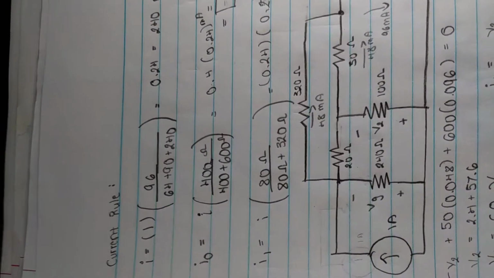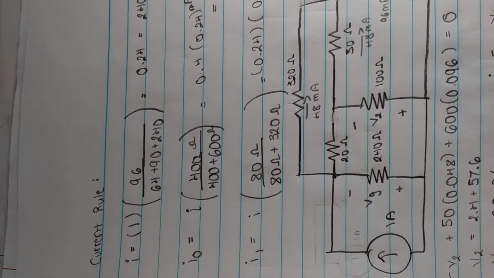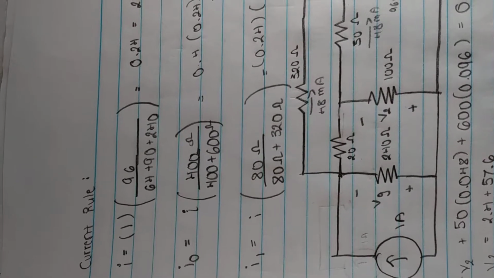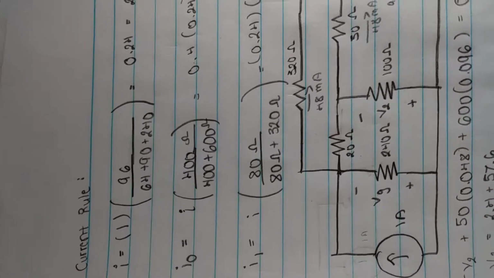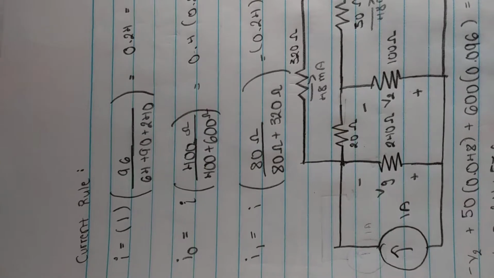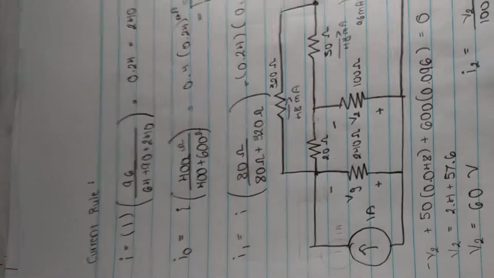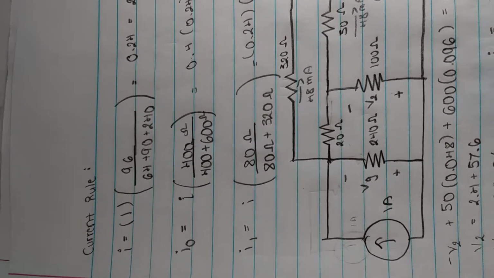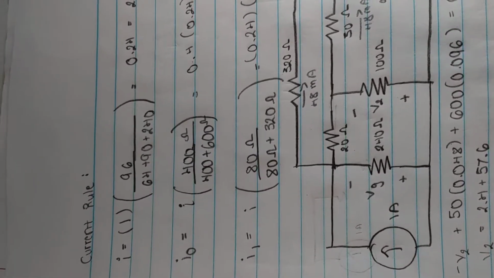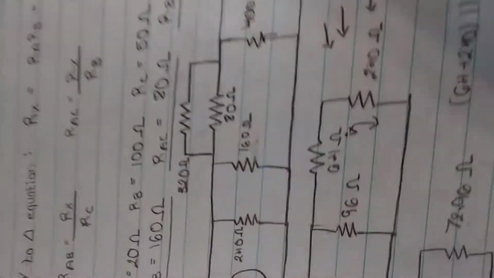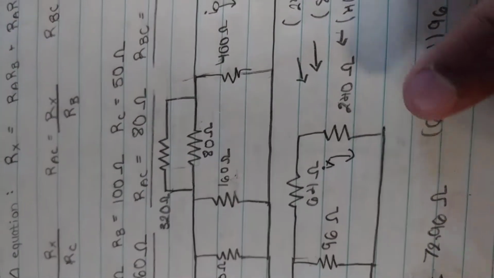Now we come over here to the next page. So we're going to have to use the current rule. The current rule is basically, if you want the current through a resistor, you multiply the current by the ratio of the other resistor divided by the total resistance. So you get I, which is the current through the 304 ohm resistor, which would be the current through 64 and 240 combined.